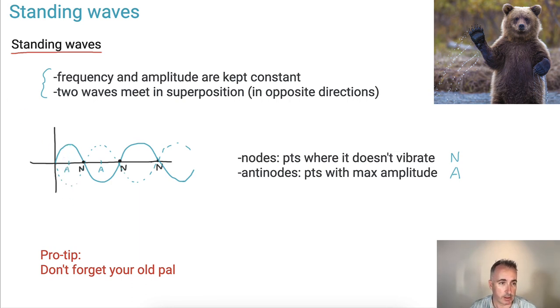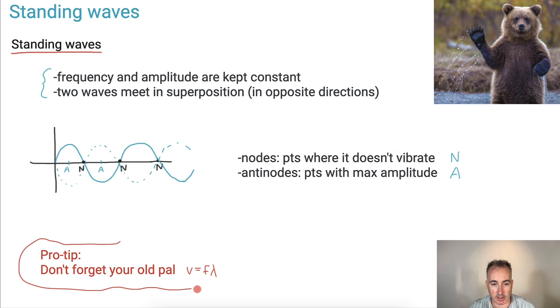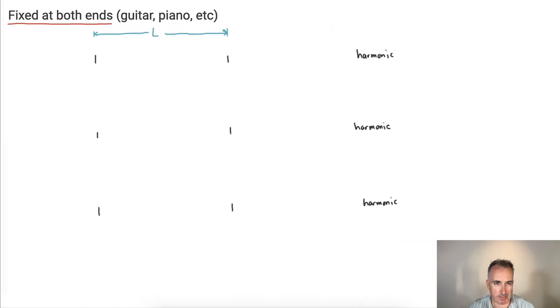But when we're dealing with these, don't forget your good old pal v equals f lambda. Everything else we're going to be looking at, we're going to be looking at different patterns, but it's going to be important to remember this equation, because if you know two of these quantities, you can get the third. So you always apply v equals f lambda when needed. So let's go into some detail now.